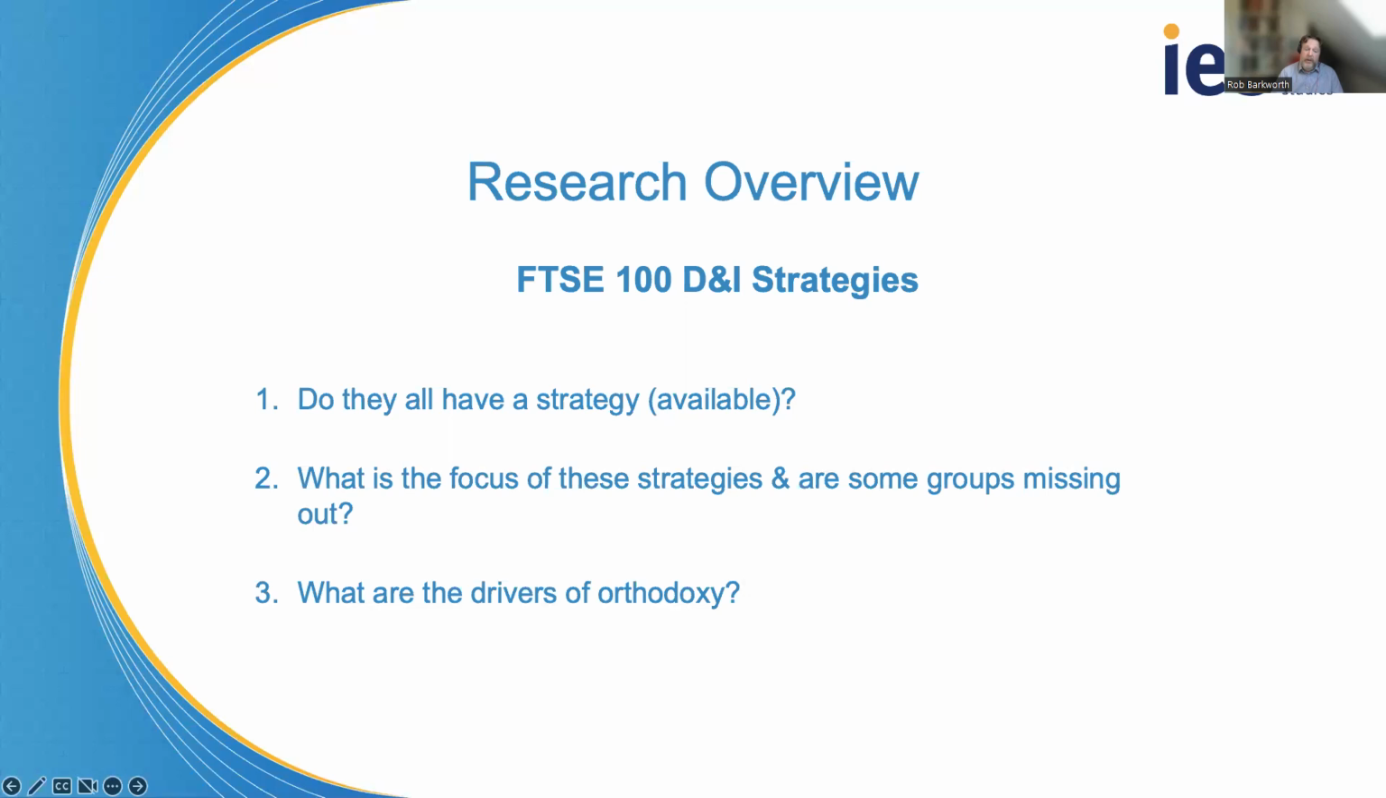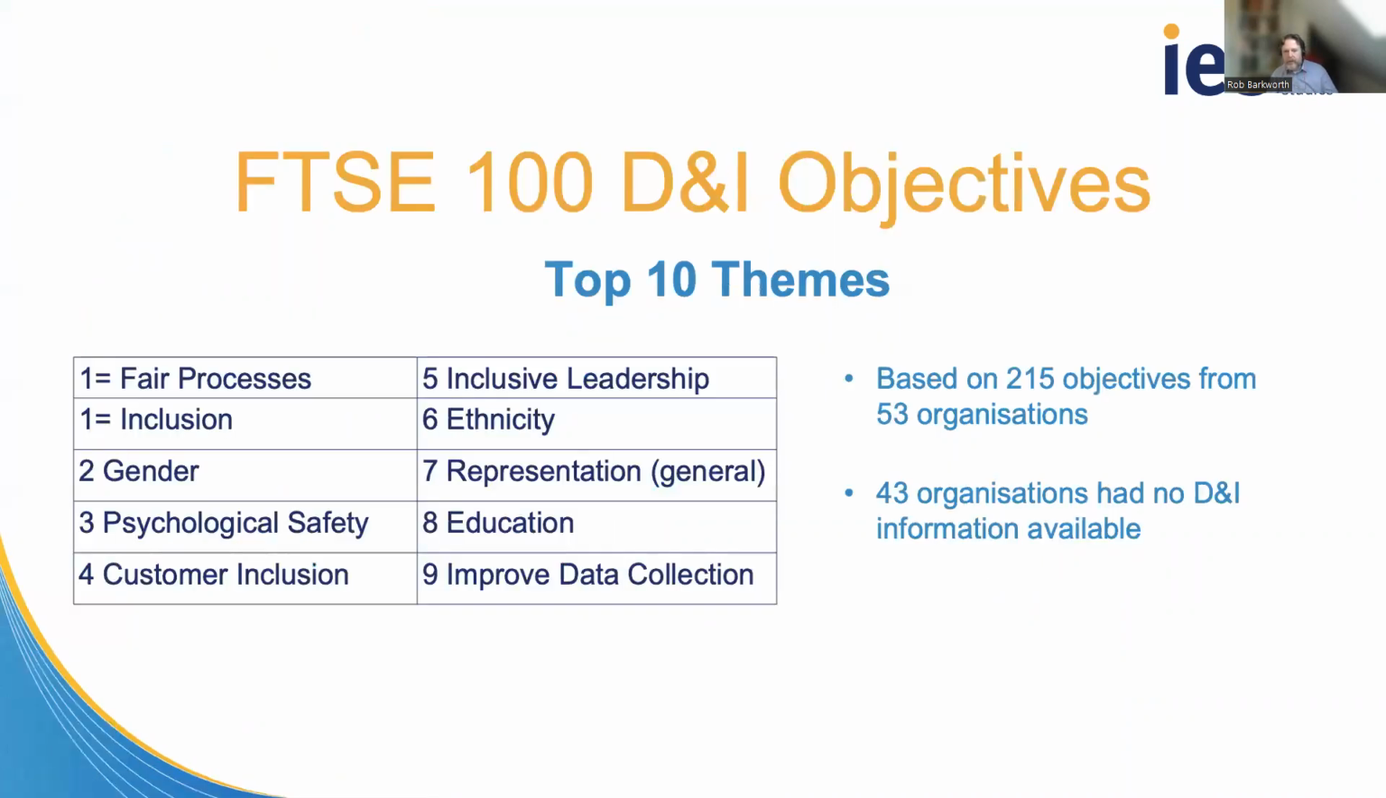And then the last thing I wanted to achieve is to try to understand what the drivers of orthodoxy are in relation to the way in which D&I strategies are produced. So let me just share with you the headline results. Firstly, I was able to find 53 diversity and inclusion strategies, which broke down into 215 individual diversity and inclusion objectives from those strategies.